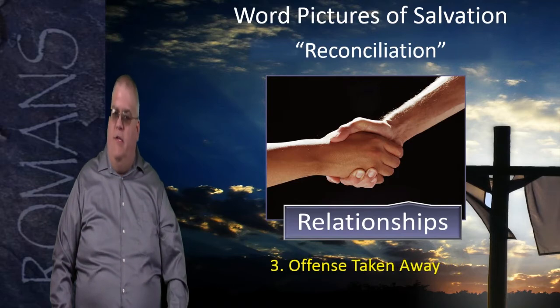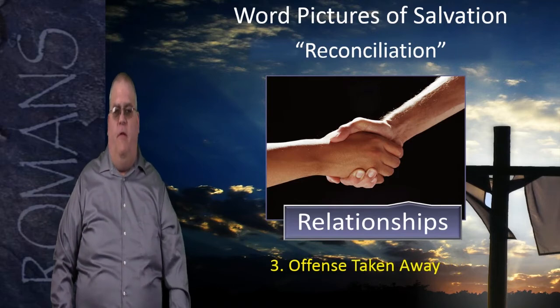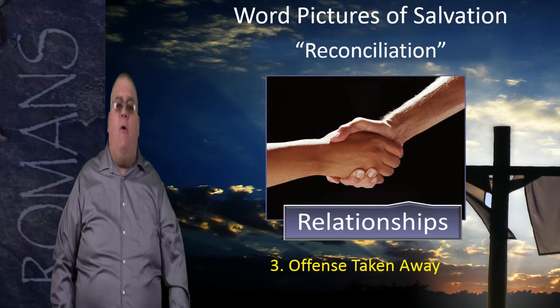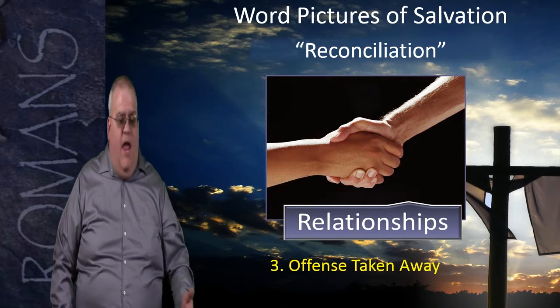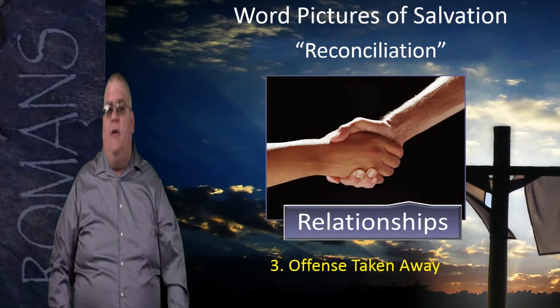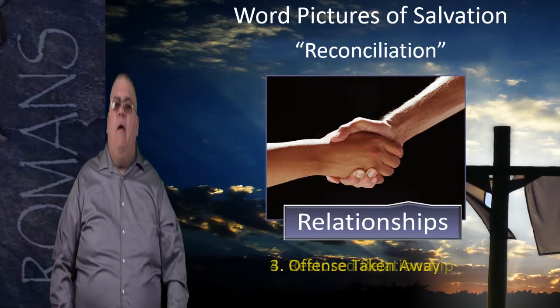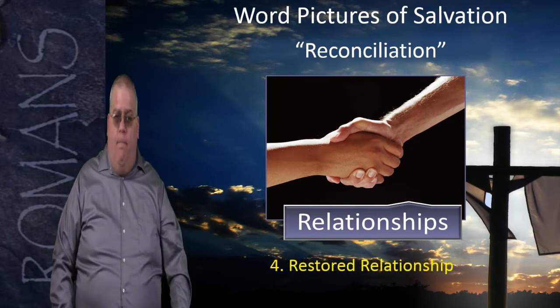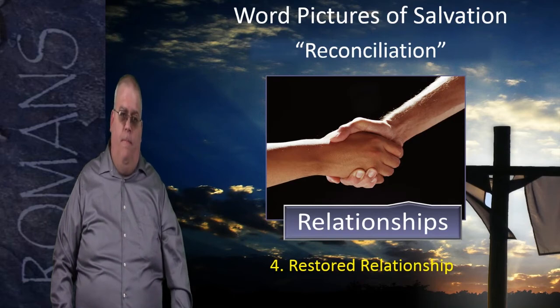something was done to take away the cause of offense. Someone apologized. They took back what they said, or they paid back the money they stole, or somehow tried to fix whatever they had done that broke the relationship. And so finally, the relationship was restored back to what it had been before.